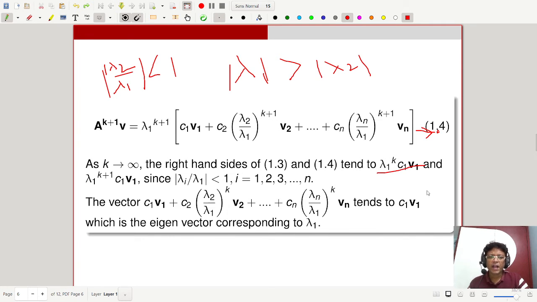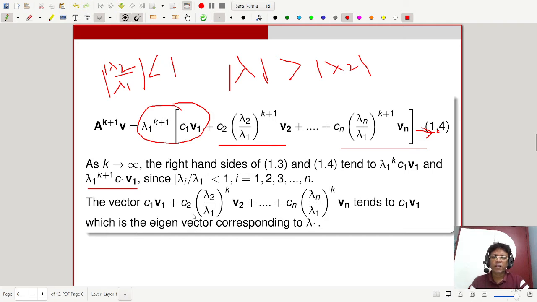And in equation 1.4, the similar expression: lambda 2 by lambda 1 is numerically less than 1, their magnitude is less than 1. So as the power goes to infinity, the values go to 0. So you remain with the first term only, lambda 1 to the power k plus 1 c1 v1. This is the explanation. As I have explained, this is numerically less than 1.